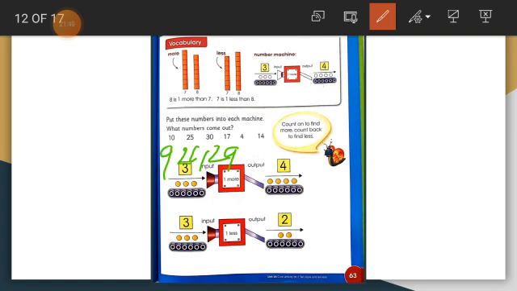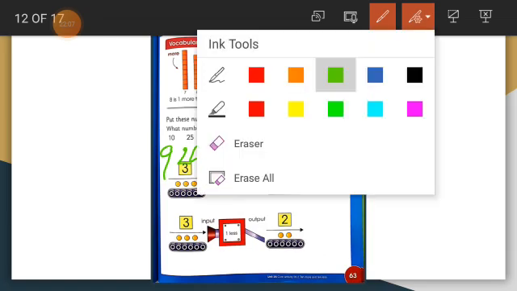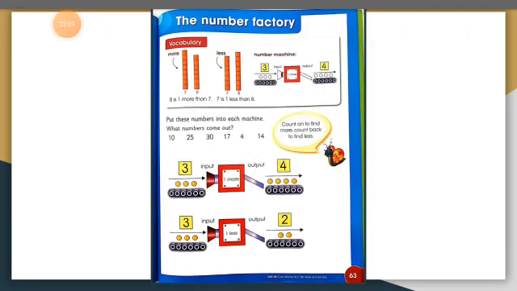17 minus 1. One less means you are going to subtract 1 from these numbers. 17 minus 1 is 16. Okay, now move to the 4. 4 minus 1 is 3. Very good. And 14 minus 1 is 13. Very good. Now this is how you can find the answer for one more number and one less number. Let me erase this rough work.